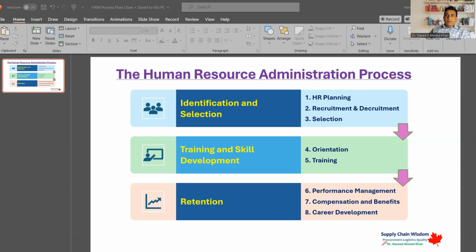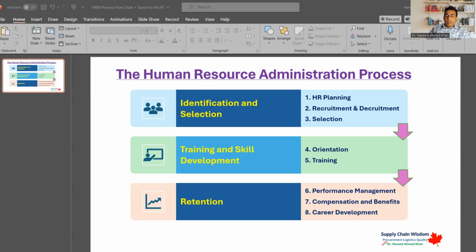So let's look at the first activity here, which is human resource planning, right? Now the question arises: how are you going to start human resource planning in the HR department? Like all other departments, such as marketing or finance, when they develop their departmental policies and department plans, they always look at the corporate level plans, right?